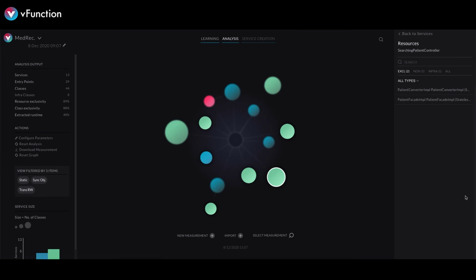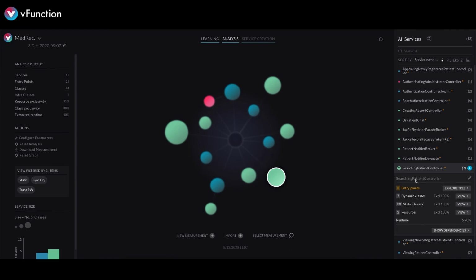Let us look at the resource exclusivity. We see the bean Method Parameter Validation Impl as non-exclusive. Let's mark this bean as infra. The service is completely exclusive. Rename the service to PatientSearch.